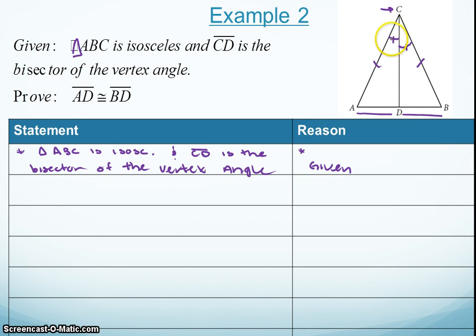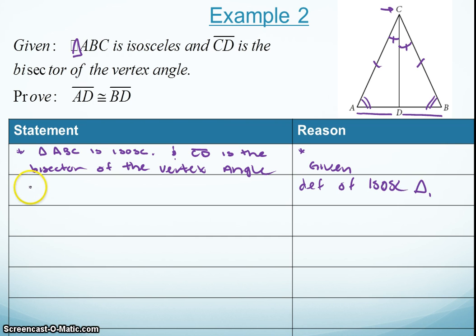And since it was bisected, I know those two angles are congruent. And since ABC is isosceles, I know those sides are congruent and these base angles are congruent. So now what I'm going to do is take the markings that I just wrote up and put them in here. A couple of these things, these sides and these angles being congruent, that's just the definition of an isosceles triangle.